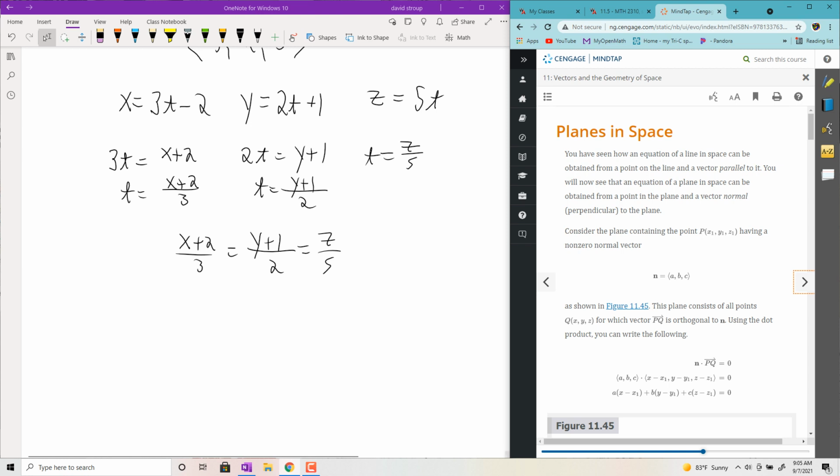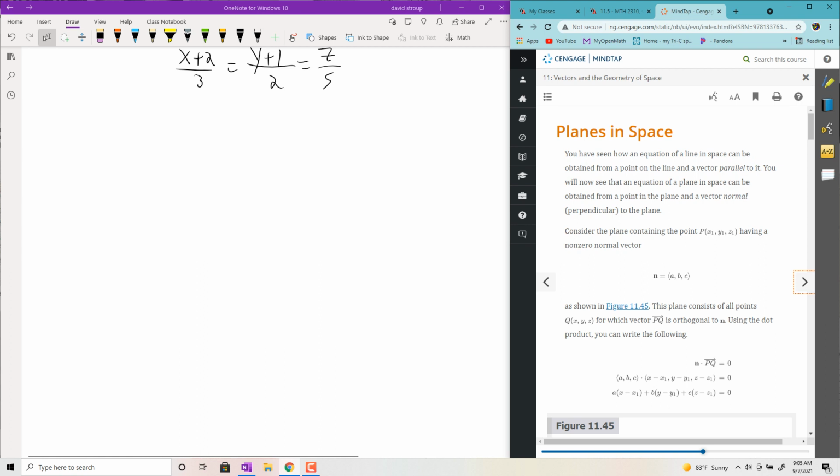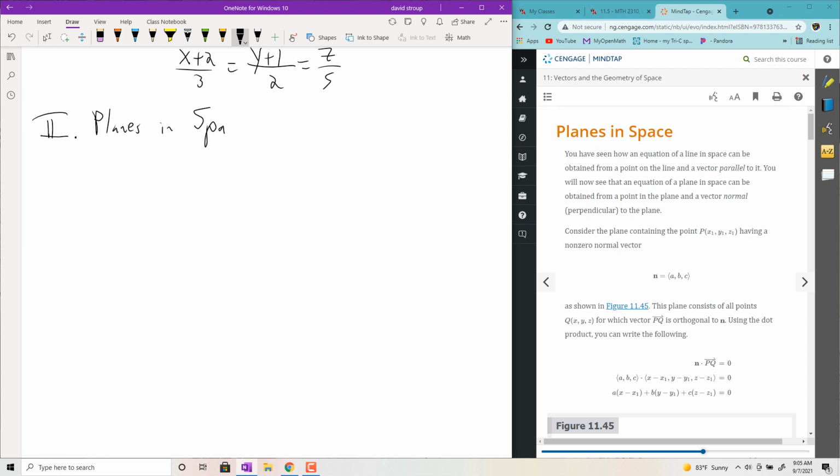Let's look at planes in space now. To describe a plane in space, you basically need a point on the plane and then a vector that's normal, or in other words, perpendicular to the plane. So anyways, here we go. Planes in space. Okay. So this time, usually what you're given is a point in the plane.